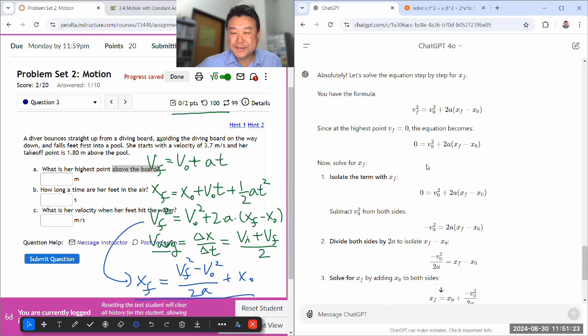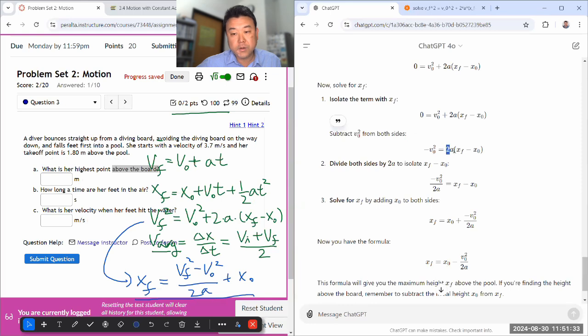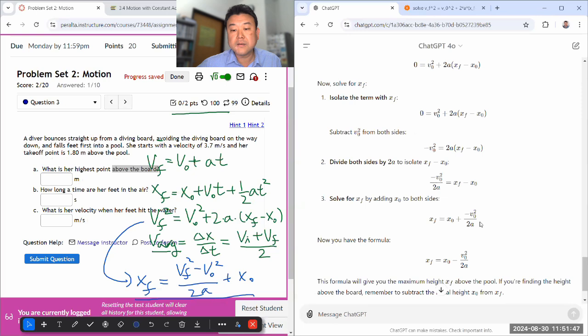It simplified it a little bit, and then it's trying to isolate x final by moving this over, and it's doing this step to move it over. And then you want to move this over, and the step it's doing is to divide both sides to do that. And then you are still trying to isolate this, and to do that, you add x naught to both sides. It's done that, gotten that.